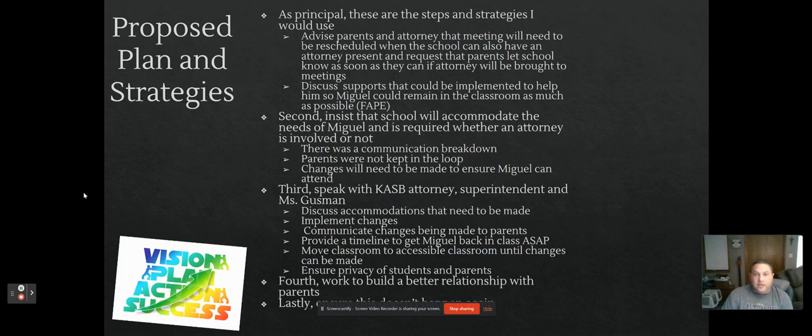And of course, we need to discuss the supports that need to be implemented to make sure that he's in the classroom as much as possible. Second, we need to insist that the school will accommodate the needs of Miguel, and whether or not an attorney is involved, it will be done. We need to discuss the communication breakdown that happened. This is post issue. The parents were not kept in the loop. Changes will need to be made.